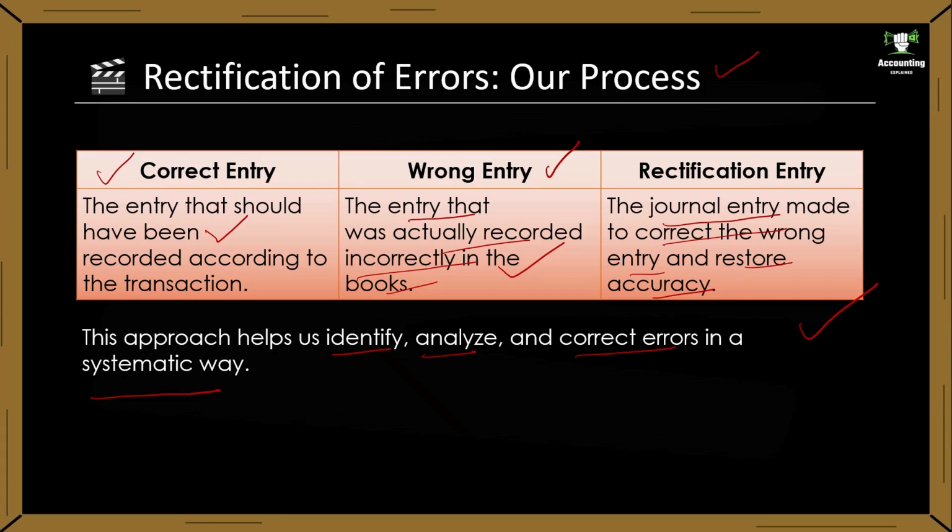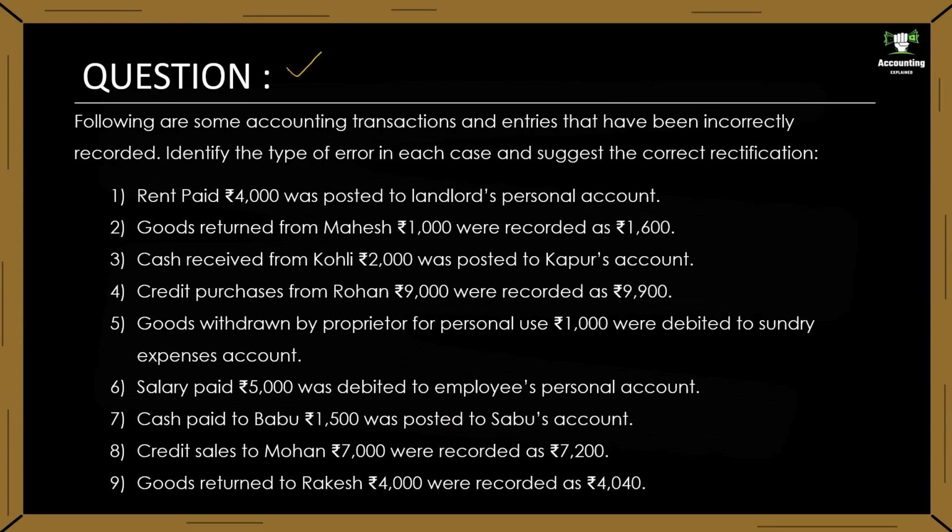Let us do one exam question now to understand it further. Students, the question is as follows. Following are some accounting transactions and entries that have been incorrectly recorded. Identify the type of error in each case and suggest the correct rectification. See, you have to do the correct rectification and also identify the type of error, that is the classification of errors. This classification of errors I have elaborately explained in my previous video. I will share the link in the description box. Please go through that. And above also you can see the link of the classification of errors.